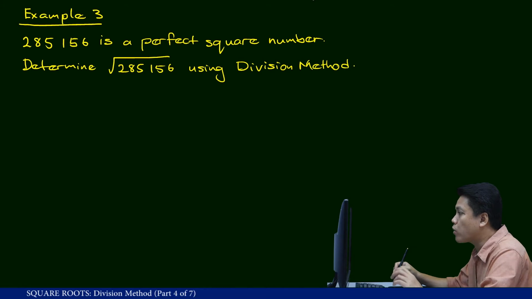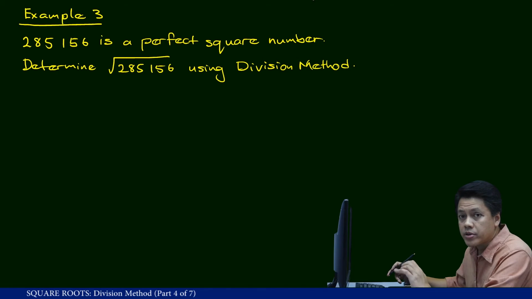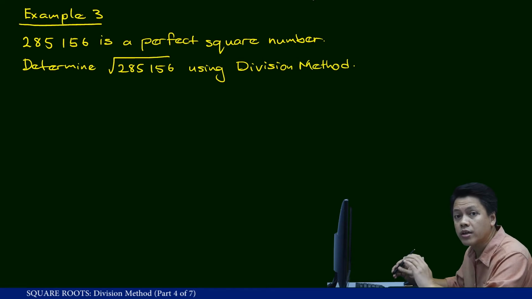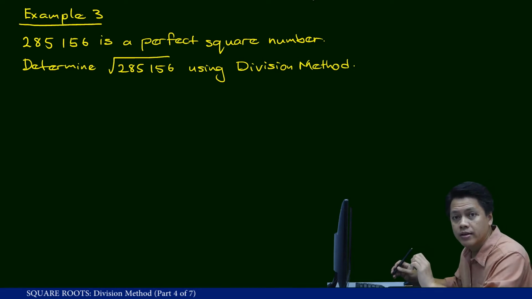285,156 is a perfect square number. Determine the square root of 285,156 using the division method. Okay, the number is getting bigger and bigger, and the problem is going to be a little more and more complex. But remember, in the previous video we learned how to educatedly guess a square root based on the characteristics of a number and its square. So let's go and apply that.